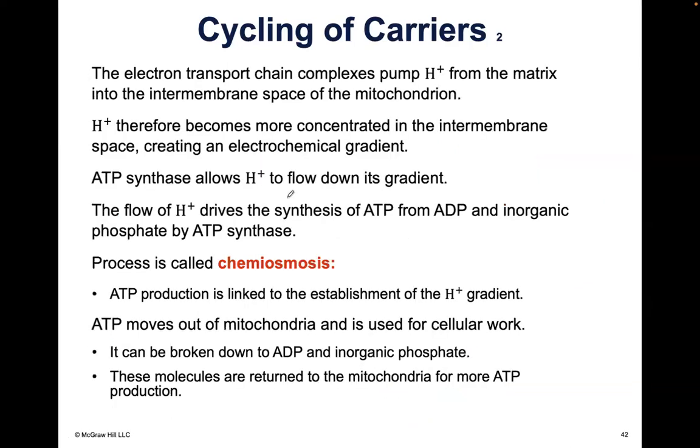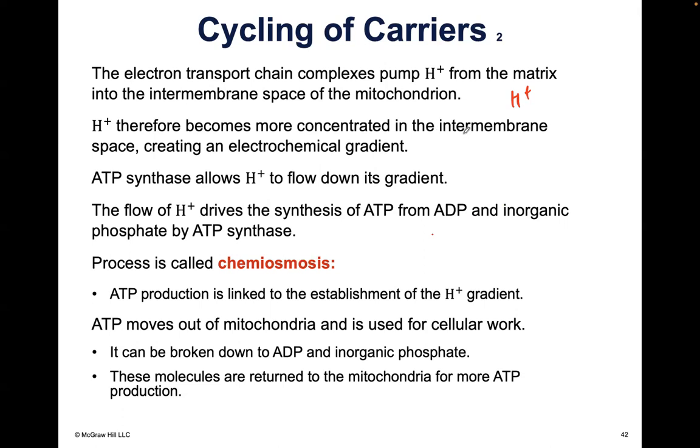The electron transport chain complexes pump hydrogen ions from the matrix, which is the open space of the mitochondria, into the intermembrane space of the mitochondria. These hydrogen ions have been accumulated from the beginning of the process, since every breaking down produces them. Every time there is an oxidation process, it leads to the production of hydrogen ion. So hydrogen ion therefore becomes more concentrated in the intermembrane space.